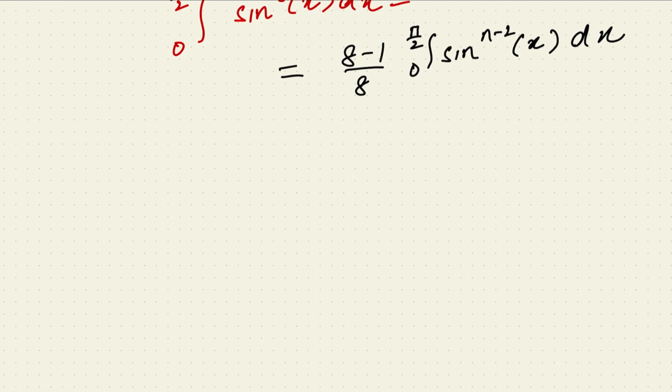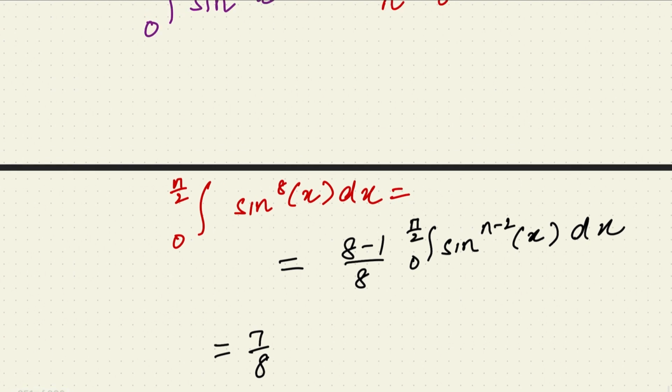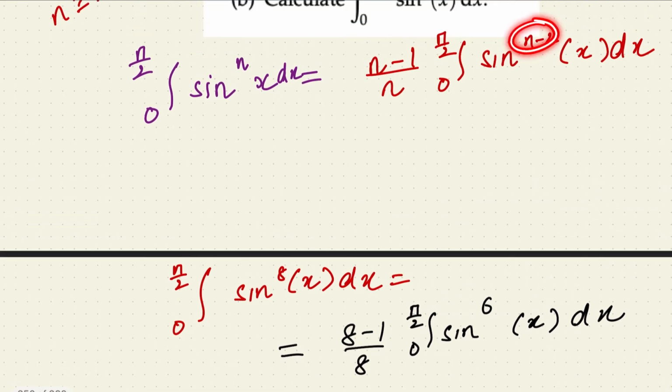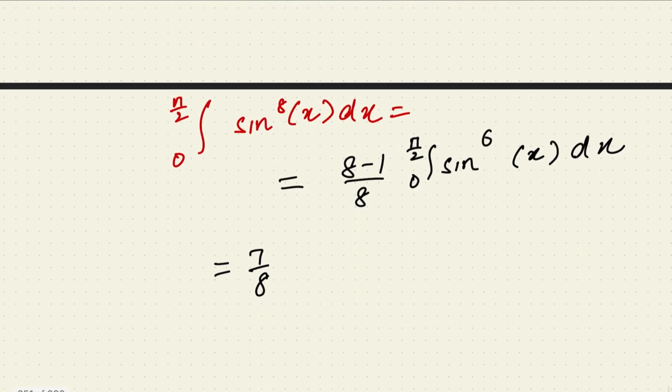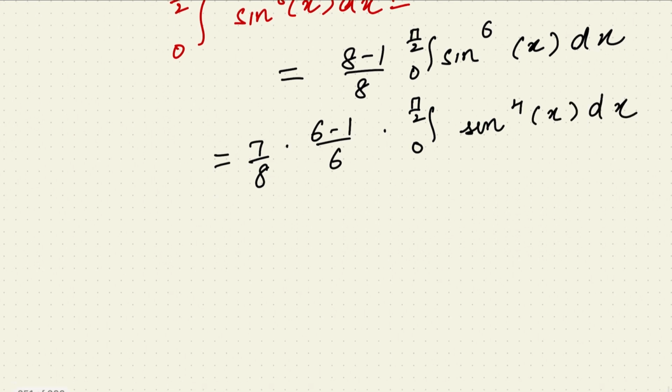So if we use the same formula again, this is basically 7 by 8. And since in this case our n was originally equal to 8, n minus 2 would be equal to 6, right? Because we are using n minus 2 and originally our n was equal to 8. So this would be sine to the power 6x. And now again use the same formula. It would be (6 minus 1) divided by 6 times the integral from 0 to pi by 2 of sine to the power 6 minus 2, which is sine to the power 4x dx in this case.